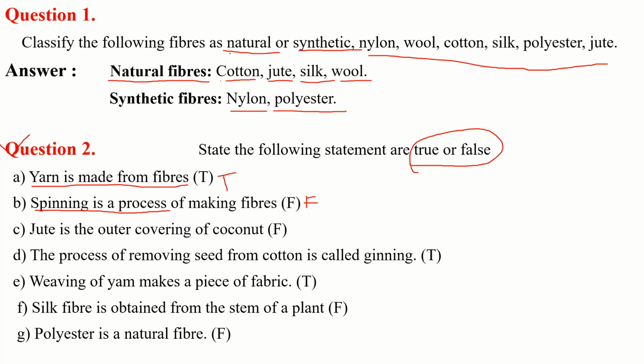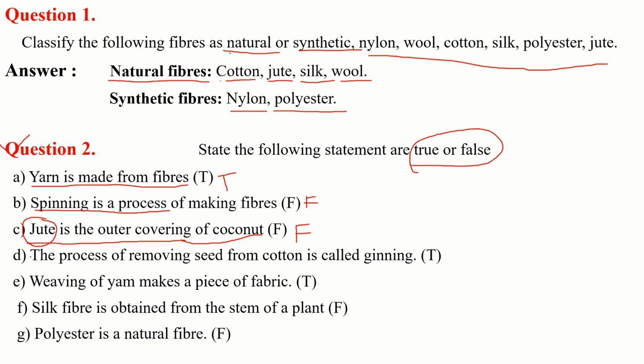Next, third statement: jute is the outer covering of a coconut. No, this is absolutely wrong. You have all seen what the outer cover of a coconut is like. Jute comes from a plant, from which we get jute products. So jute is not the outer covering of the coconut. So the answer is false.